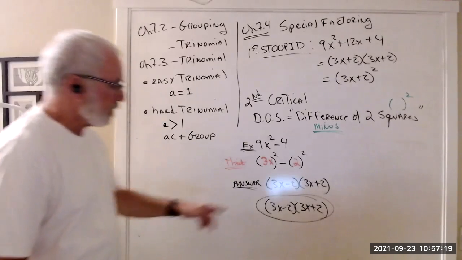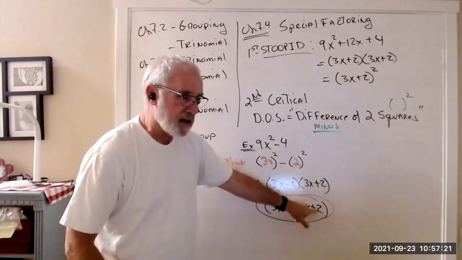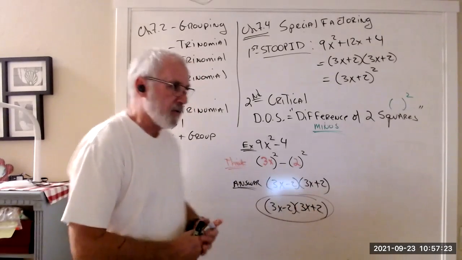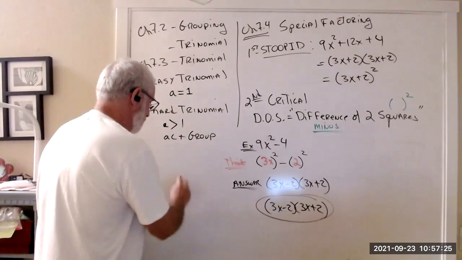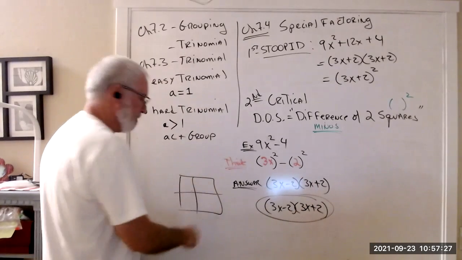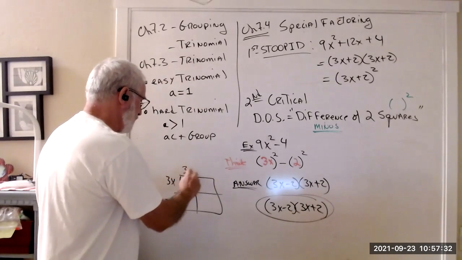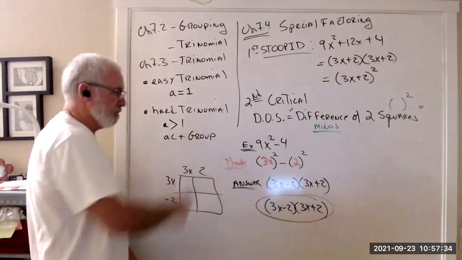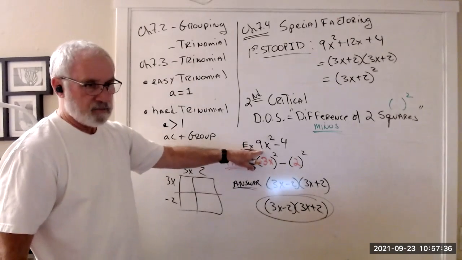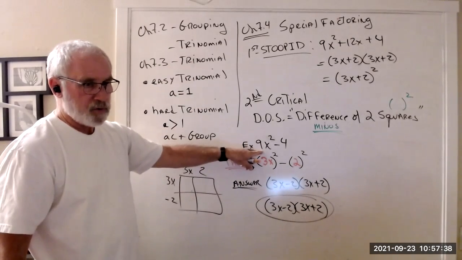How do you check your work? By multiplying all this back together. Remember how we would build a matrix and we'd say, okay, I have a 3x and a minus 2 and a 3x and a plus 2, and you build all this together, it'll equal that. It will. I'm not going to bore you with the details now.